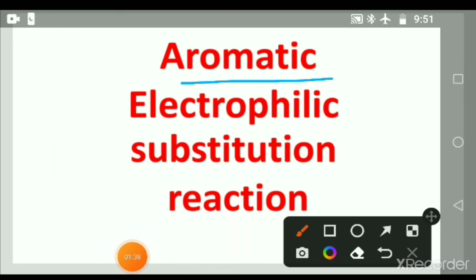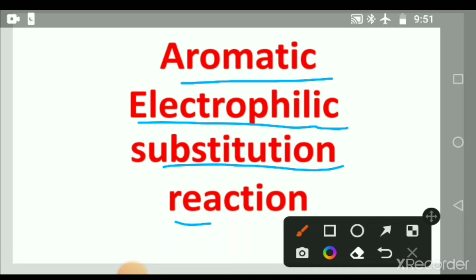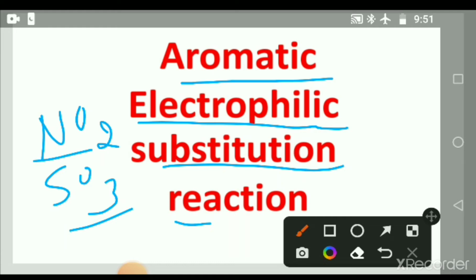Then coming to the electrophilic substitution reaction. In an electrophilic substitution reaction, functional groups like NO2 and SO3 are some of the substitution groups. It is a chemical reaction in which the functional group attached to a compound is replaced by an electrophile. The displaced functional group is typically a hydrogen atom.